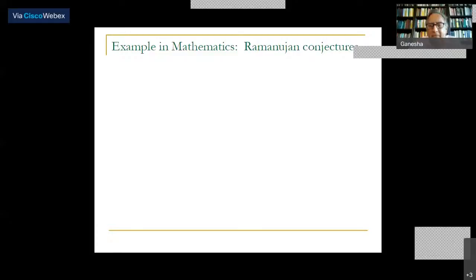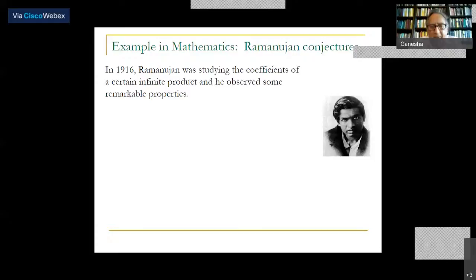So there's Ramanujan. In 1916, he was studying the coefficients of a certain infinite product, and he observed some remarkable properties. So what's the product? Well, if you take q and multiply it by 1 minus q, 1 minus q squared, 1 minus q cubed, and so on, all raised to the power 24, you'll get a power series in q, and the nth coefficient he designated as tau of n.